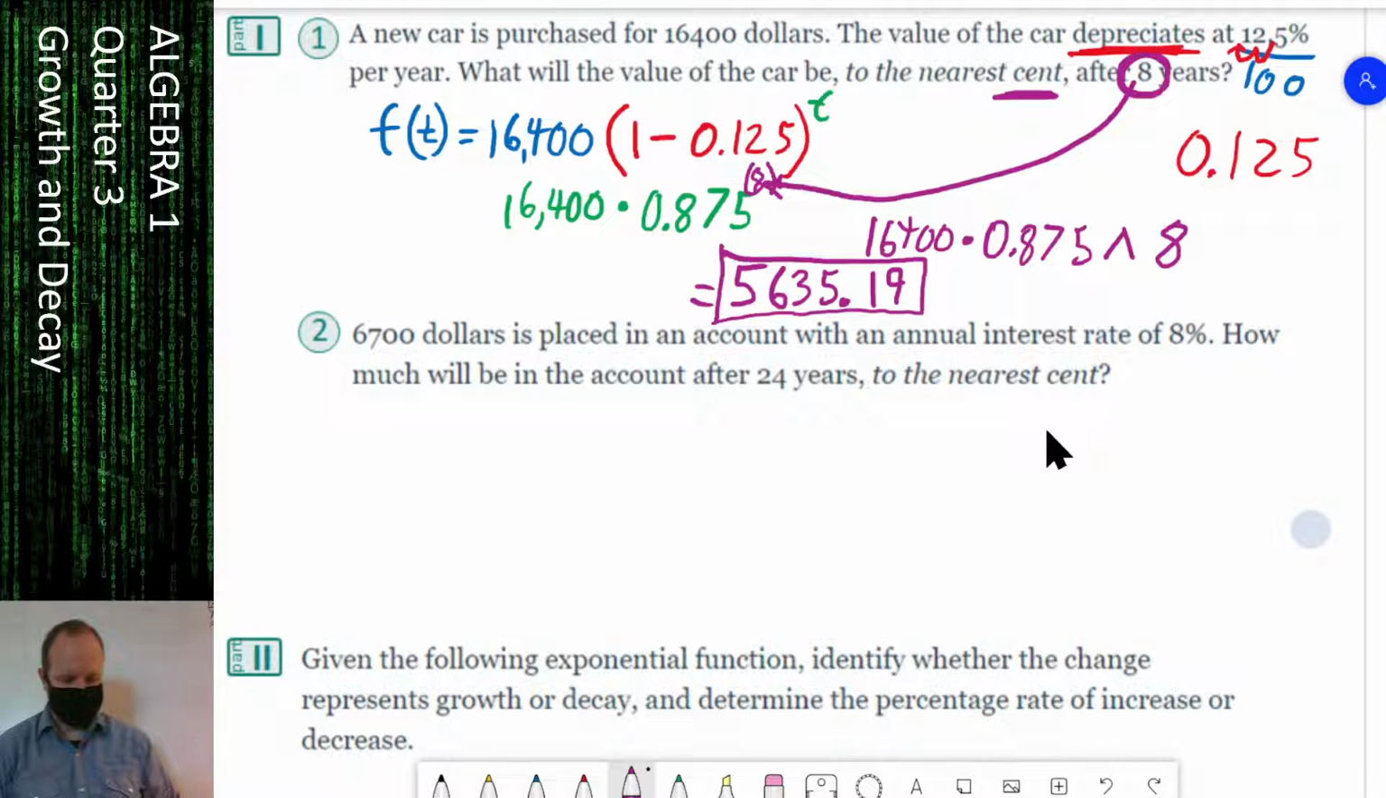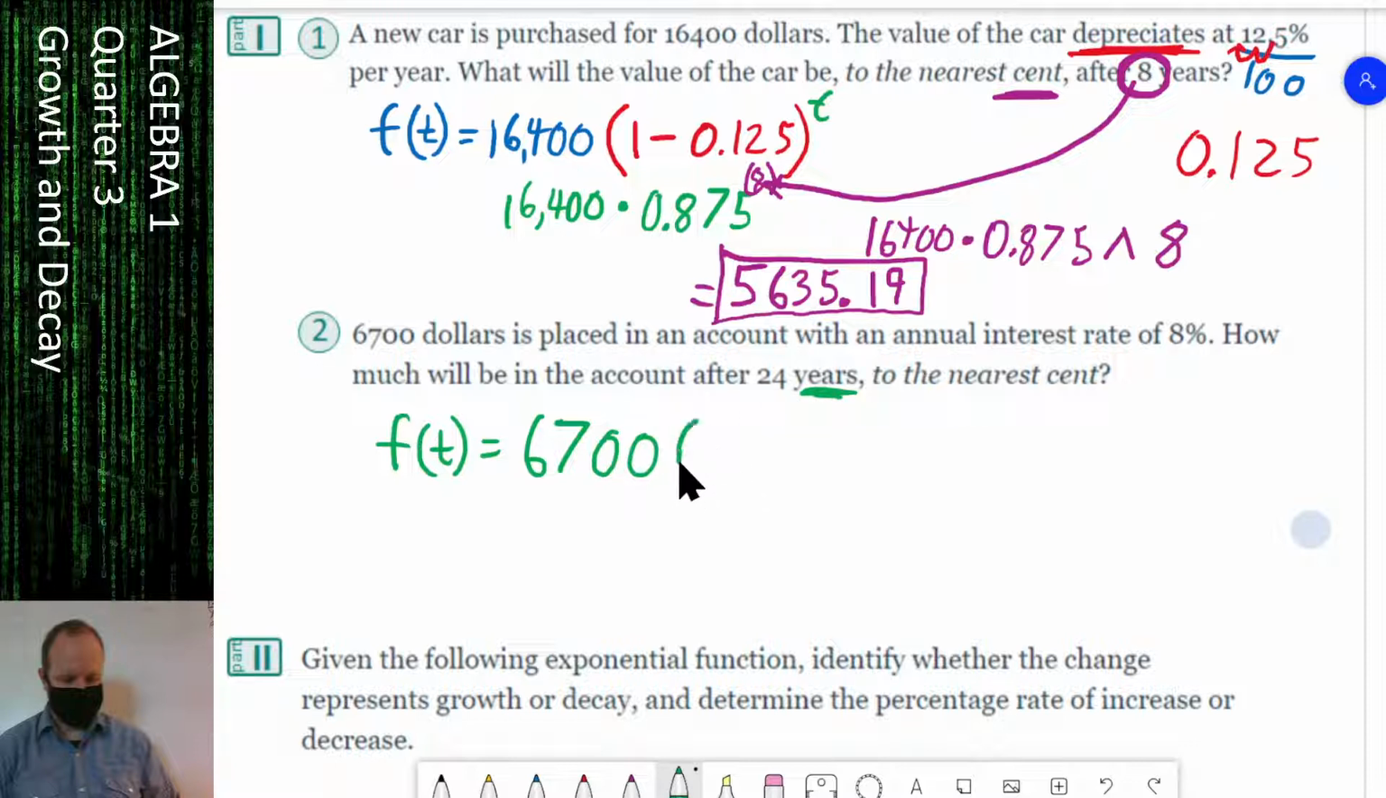What's our starting point? And again, I think we're talking about years, so let's say f, a function of time, f of t. And yes, we're starting with, and I didn't even check what we're doing here. Annual interest rate of 8, that's pretty good, or 8%. How much will be in the account after 24 years?